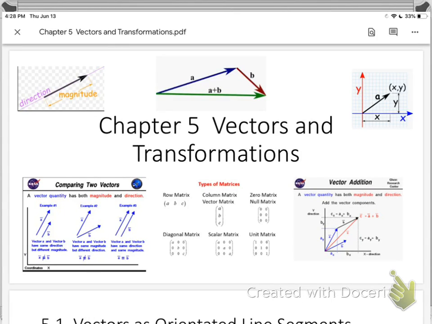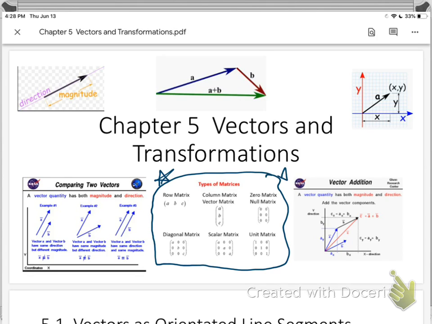Okay, in this video we're going to do a pretty important chapter. Chapter 5 covers vectors and transformations, and it also covers a good deal about matrices. In fact, it has more about matrices than it has about anything else. So here's your little preview of what we're going to be doing.